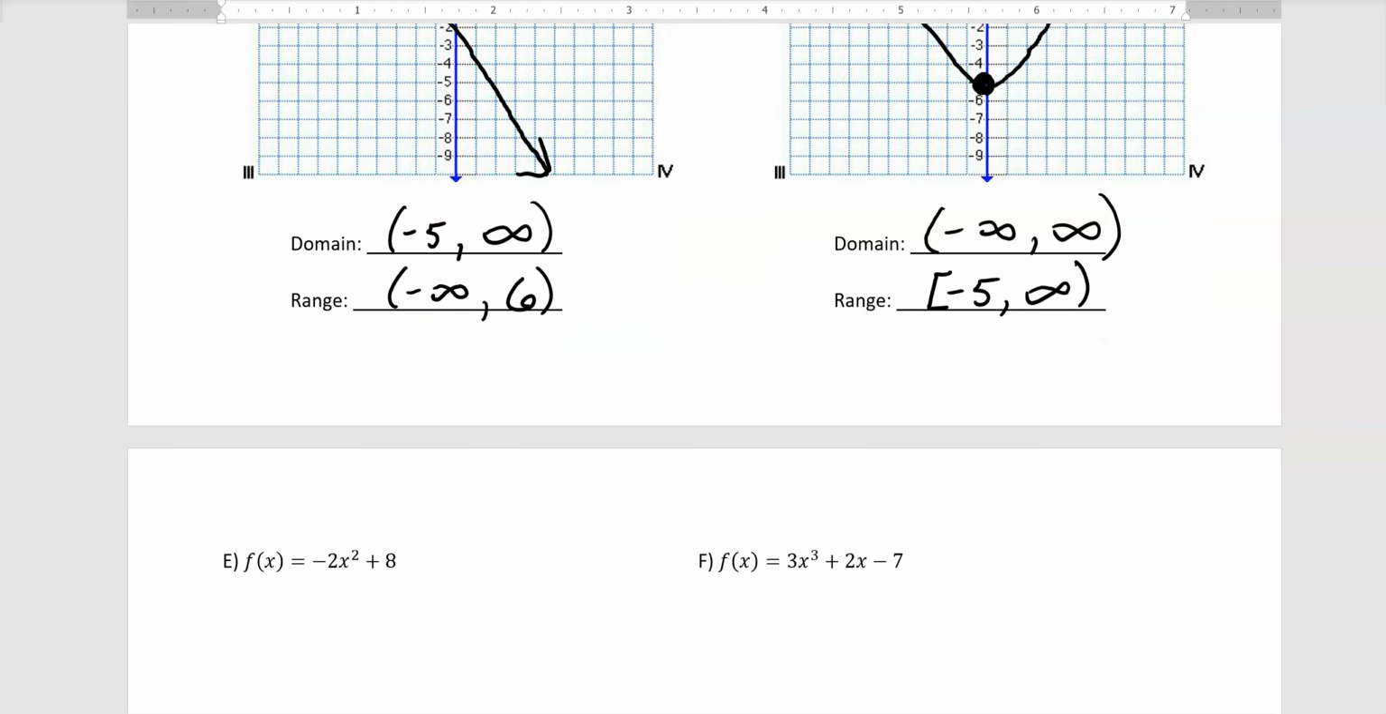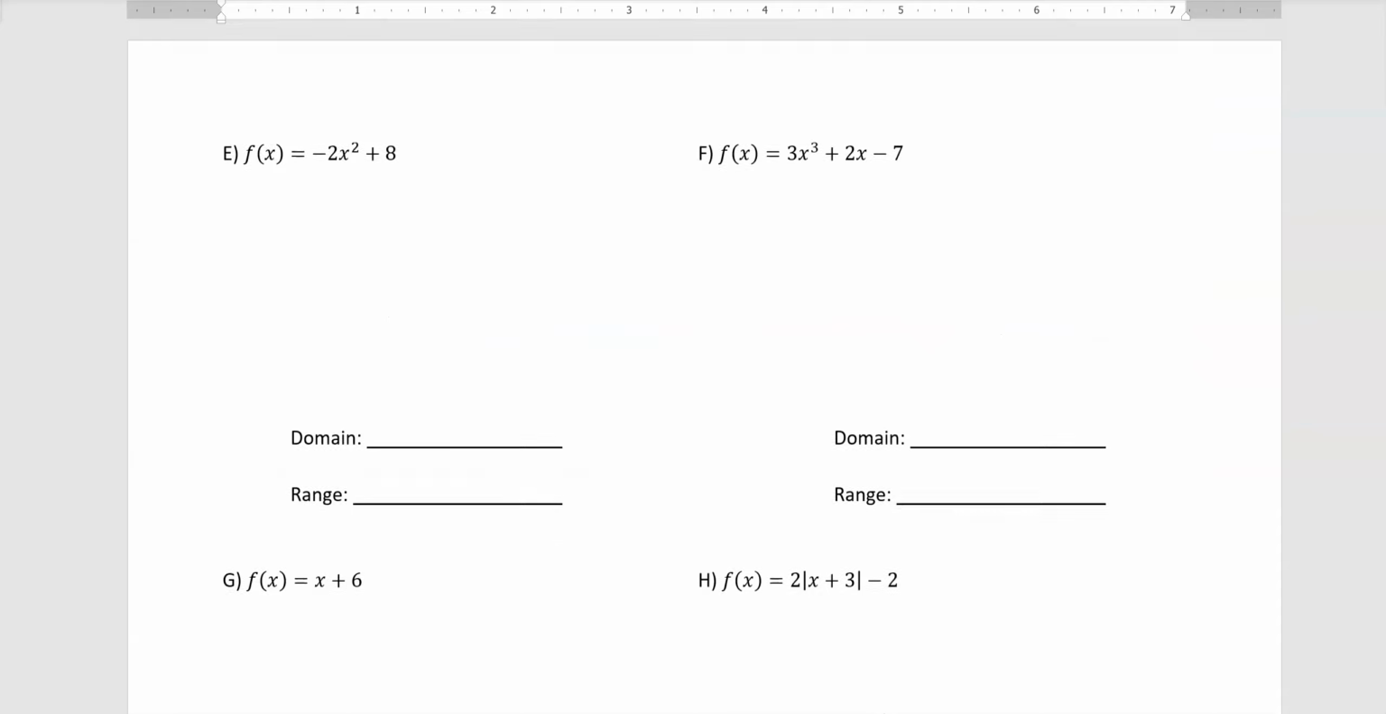Very cool. Now let's look at, oh sweet, some equations. Okay, so -2x squared plus 8. The first thing I see here is that this is a quadratic function. I can see that from this x squared right here. What does that tell me? That tells me my domain. The domain for all quadratic functions is -infinity to infinity. So I know that one right off the bat.